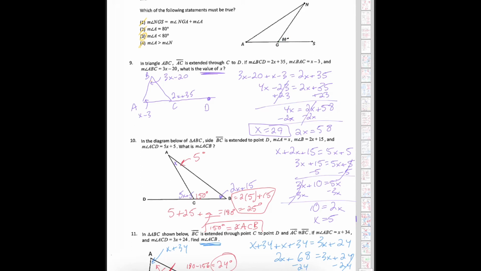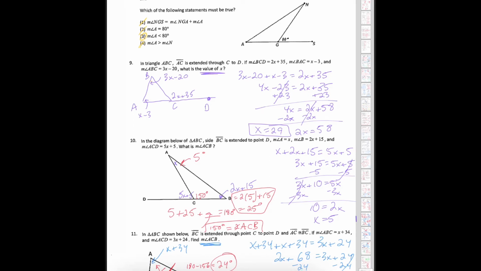Choice 3. Angle A is less than 80 degrees. Well, yes, that has to be true because these two added together have to be equal to this one. So if this angle was 80 degrees here, this would have to be 0 degrees for this to work. It has to be 80 plus 0 equals 80, which is impossible. You can't have a 0 degree angle. So choice 3 is our only option that works here.